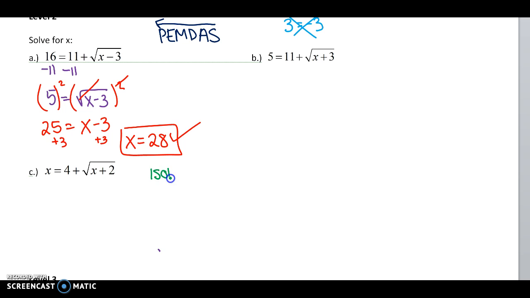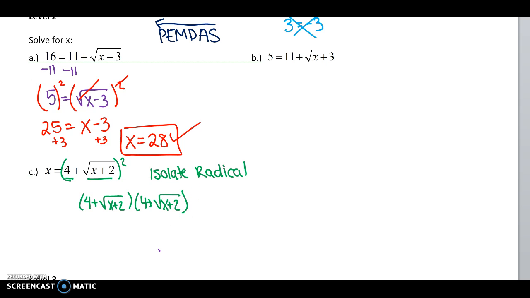isolate the radical. Why do I want to do that? Some people might jump to squaring this right at first, but notice this is a binomial and there's two terms. So to square that, you'd have to do 4 plus square root of x plus 2 times 4 plus the square root of x plus 2, which is just not very pretty. So let's see what happens if I isolate the radical first.